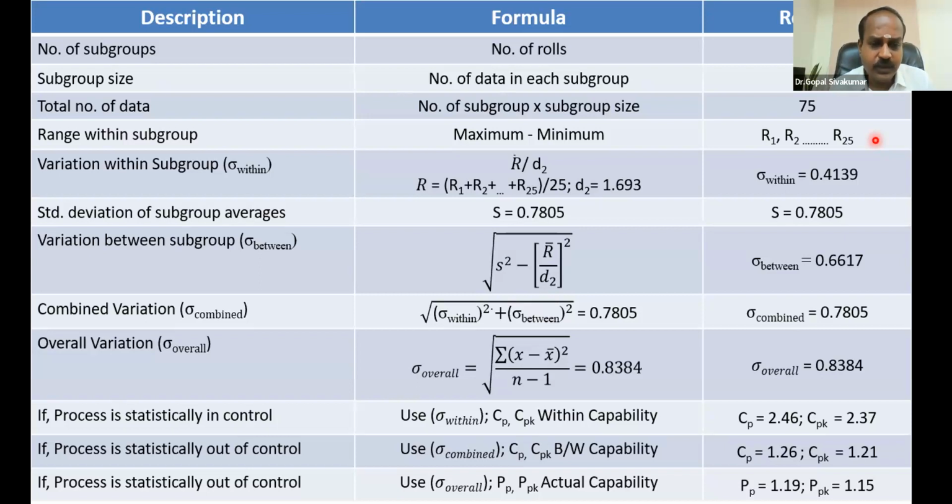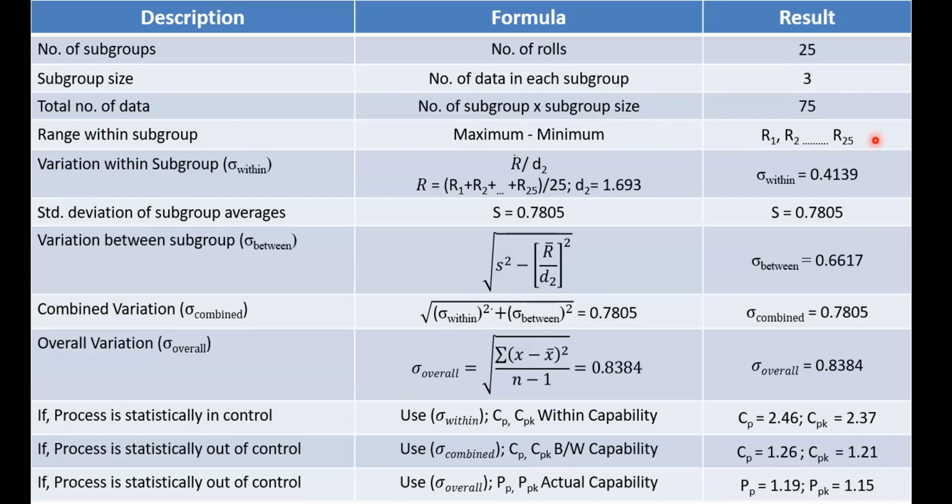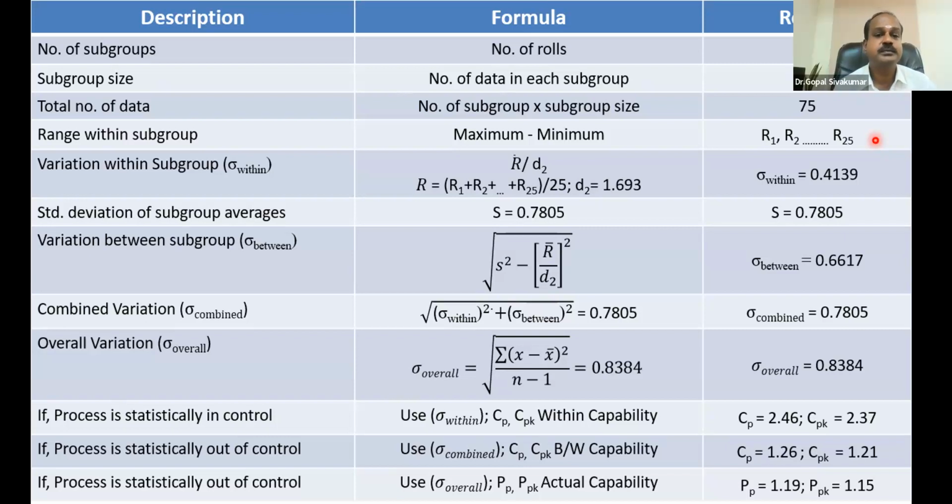And for standard deviation and range also, there is a mathematical relationship. But that relationship will be true only when you have a sufficient number of data. So, what is that relationship? Standard deviation is equal to R bar divided by D2. R bar divided by D2. So, what is this R bar? What is this D2? We are going to understand.